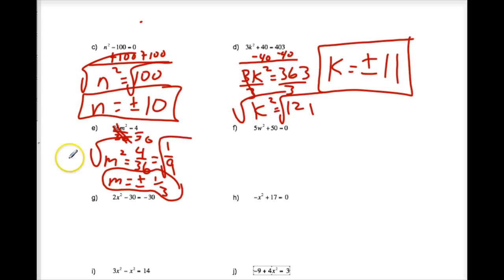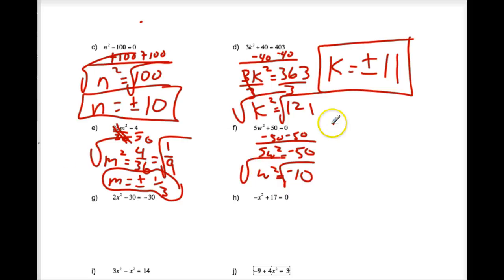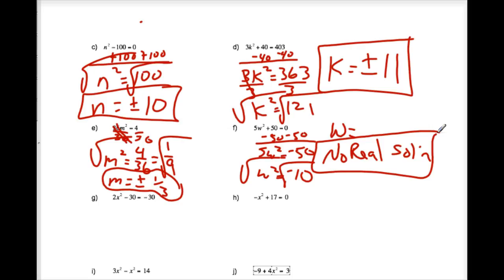All right, now, first tricky one. Subtract 50. 5w squared equals negative 50. w squared equals negative 10. Take the square root of both sides. No real answer. No real solution. If you put answer, I guess that would be fine, but we solve equations, so that's why we're going to write no solution. It's a negative value.